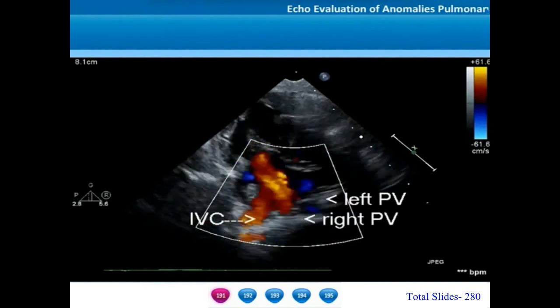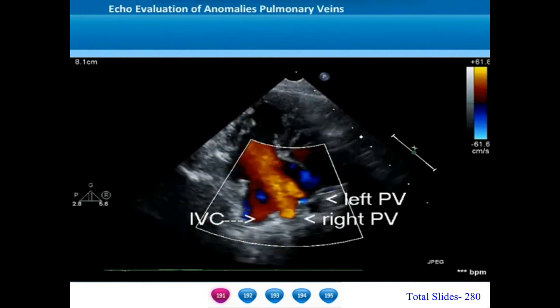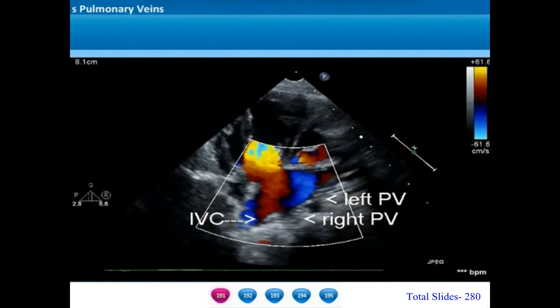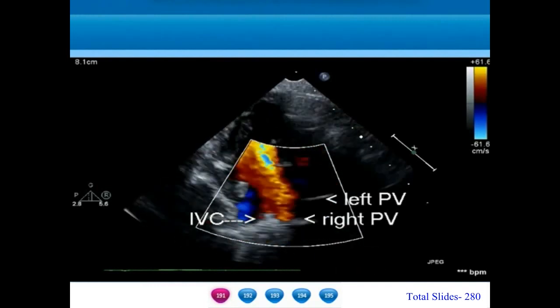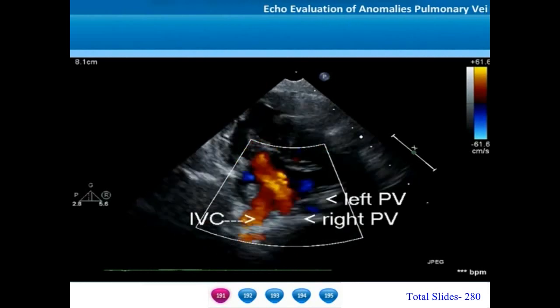In this modified parasternal view, the posterior wall of the right atrium receives both the right and the left pulmonary veins, and we are able to appreciate the inferior vena cava drainage onto the postero-inferior wall of the right atrium also. All the three are shown by arrows. We can also appreciate that the descending thoracic aorta is seen between the right and the left pulmonary veins.